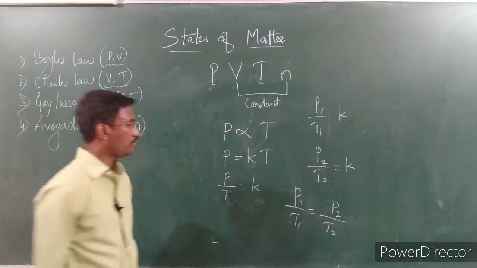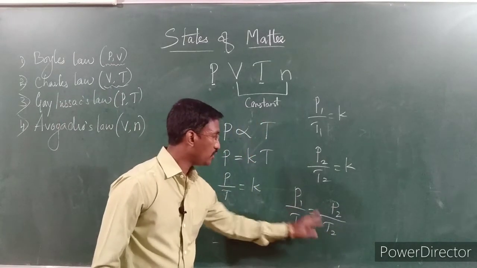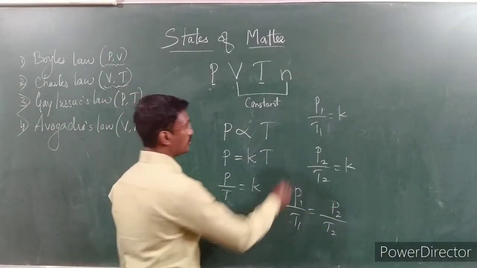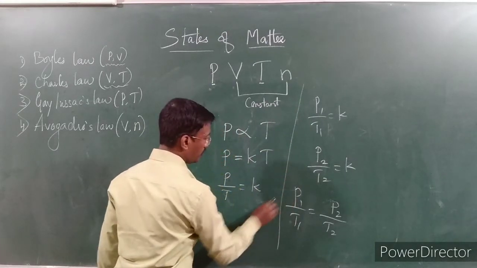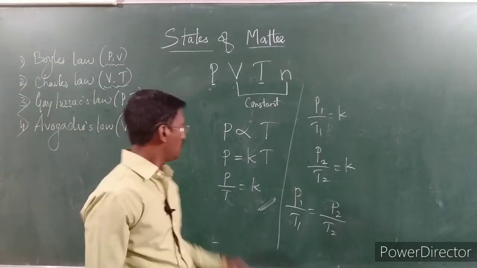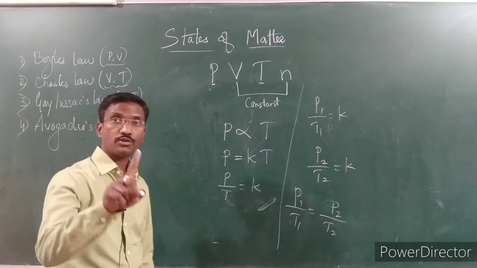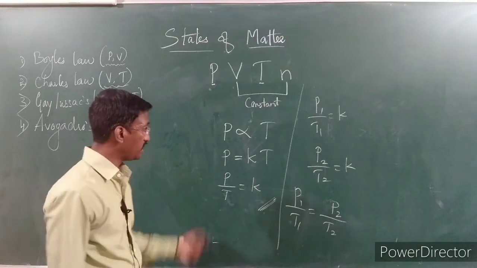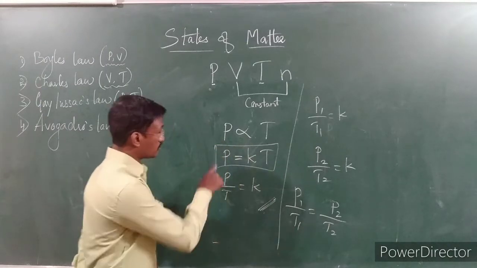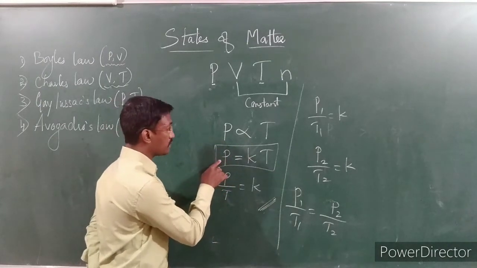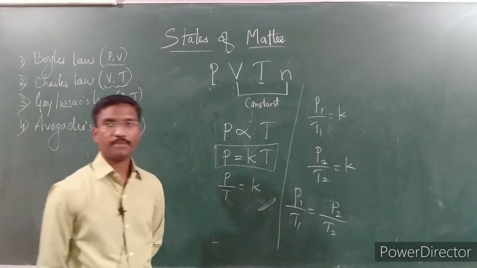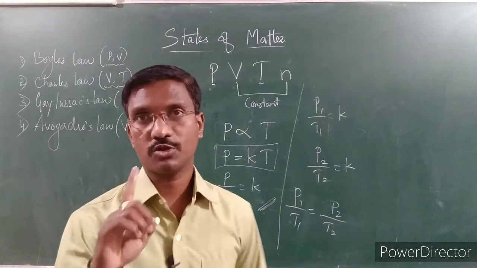Are you getting it? If we want, we can rearrange that formula: P1 into T2 is equal to P2 into T1. Are you getting my point? So these are the expressions. According to me, up to here is sufficient for you. Soon after writing Guy-Lussac's law, you have to write the mathematical expression. And one more thing you have to remember, this is the most important activity: for every expression, soon after writing the formula, you have to write what P is. P is the pressure, T is the temperature, k is the constant. You have to express the meaning of those terms.